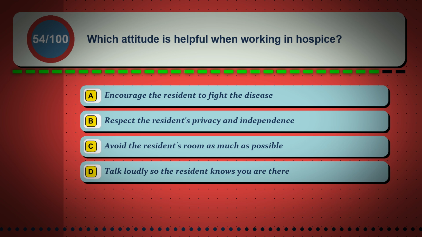Question 54. Which attitude is helpful when working in hospice? Option A, encourage the resident to fight the disease. Option B, respect the resident's privacy and independence. Option C, avoid the resident's room as much as possible. Option D, talk loudly so the resident knows you are there.